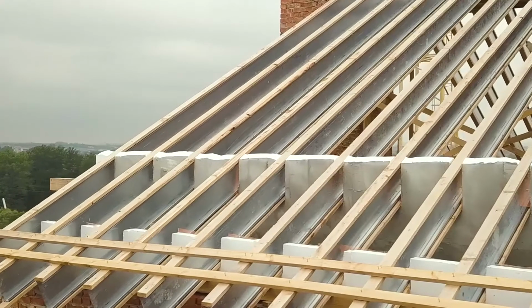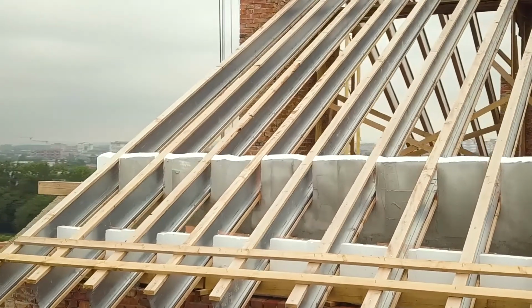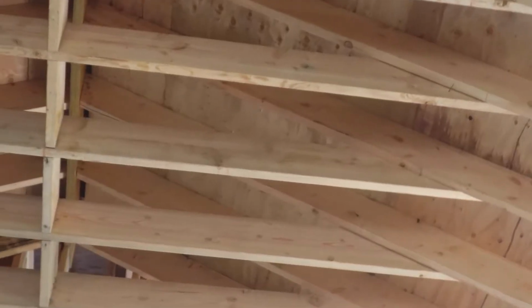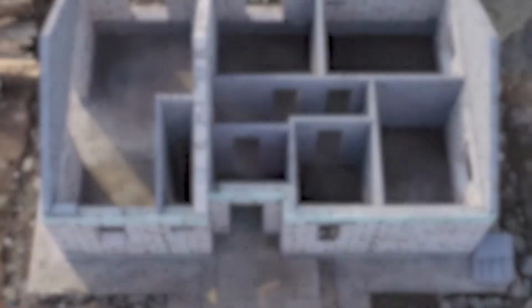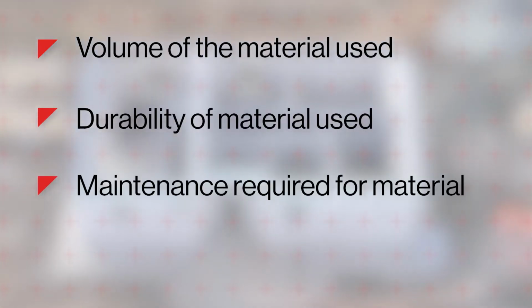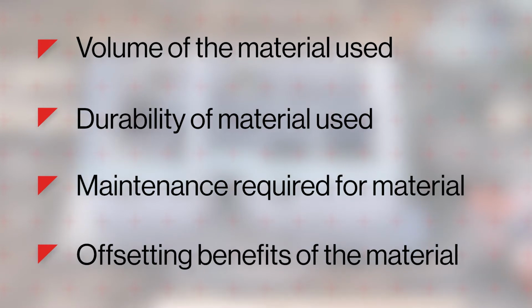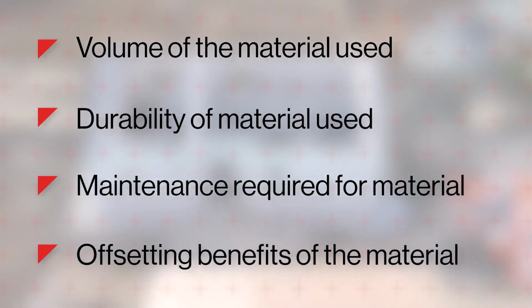Look at large structural elements. For example, is it possible to replace a steel beam with a lower carbon option such as LVL? Decisions around materials involve balancing a range of factors, from the volume of the material used to its durability, the maintenance it requires, and any offsetting benefits it may have, such as increasing thermal performance.